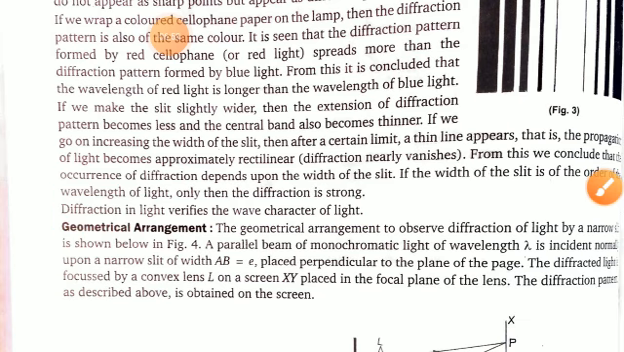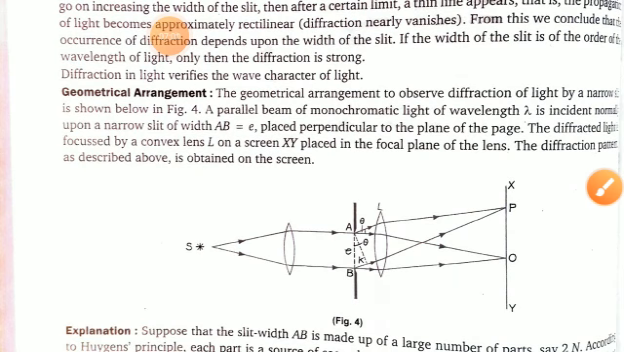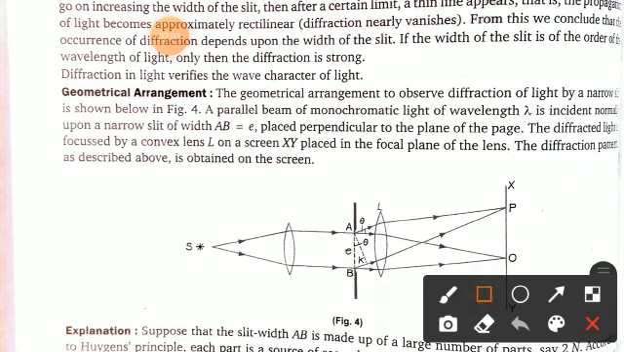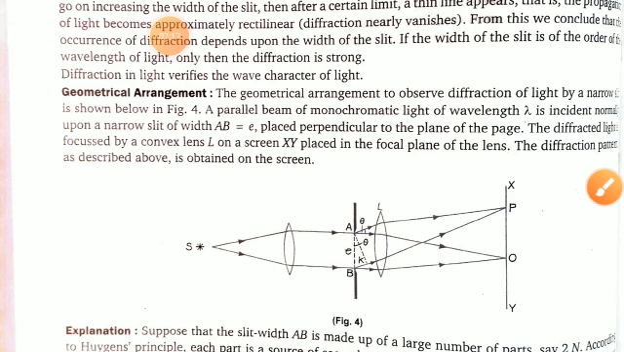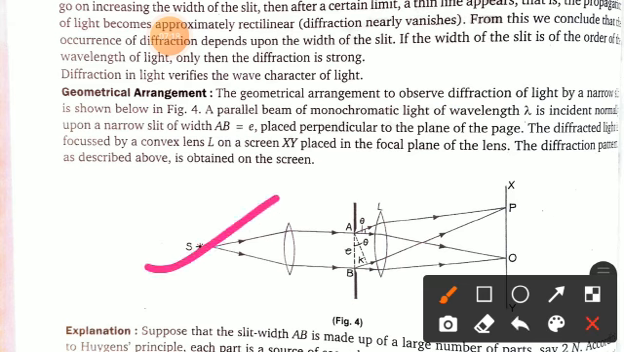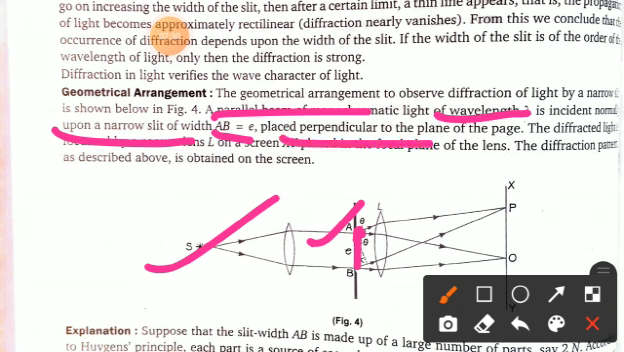Clear? Now here you can see there is a geometrical arrangement given. This is figure number 4, and you can easily see from this figure what is going on here. The geometrical arrangement to observe the diffraction of light by a narrow slit is shown in figure number 4. So a parallel beam of monochromatic light, I hope you know what monochromatic light is, light of single color, whose wavelength is lambda, is incident normally upon a narrow slit. This is your slit, which is AB, and the width of the slit is how much? You can see here we take the width as small e. The slit is placed perpendicular to the plane of the page.